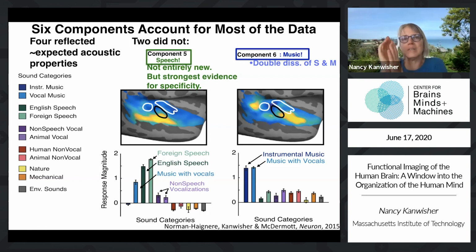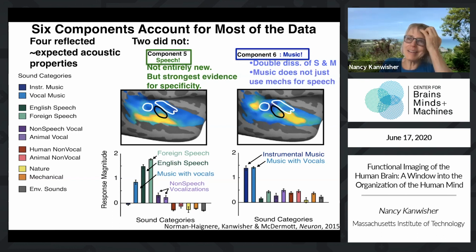That means we have a part that does speech, not music, and another part that does music, not speech. And that shows that those things are really separate in the brain. And that's great because why we have music in the first place has been a long-standing mystery in the field. Nobody knows.